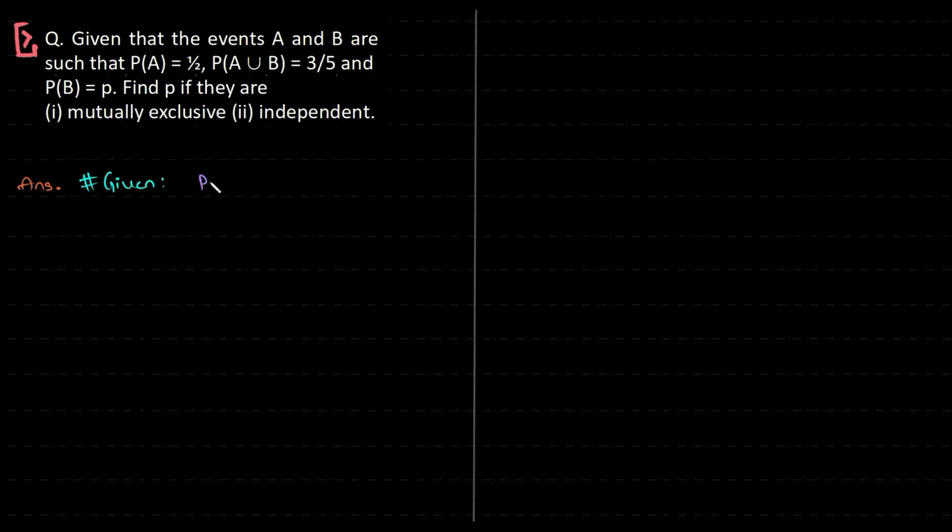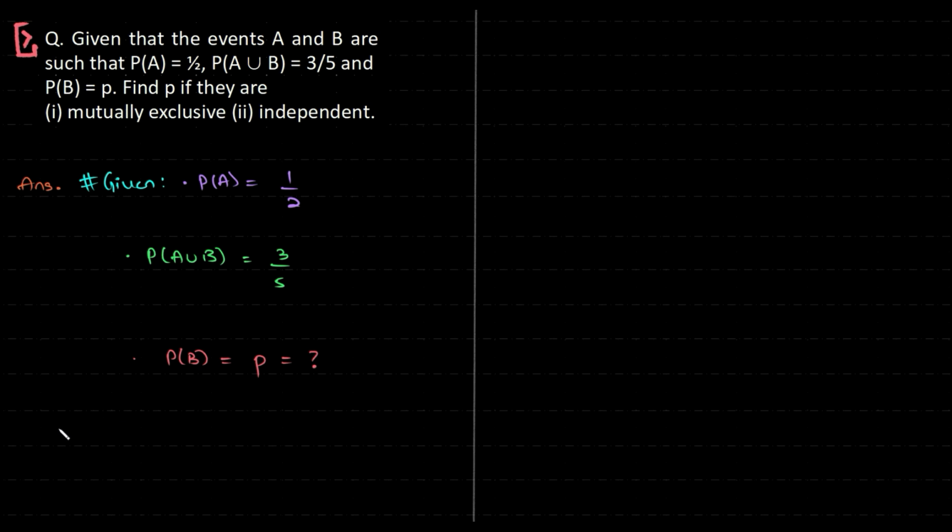So we have the probability of A, which is half. It's a small question, but I felt like writing the given, so I'm just doing that. The probability of A union B is 3 by 5. And we have to figure out P. Okay, so the probability of B, which is equal to P, is equal to what?